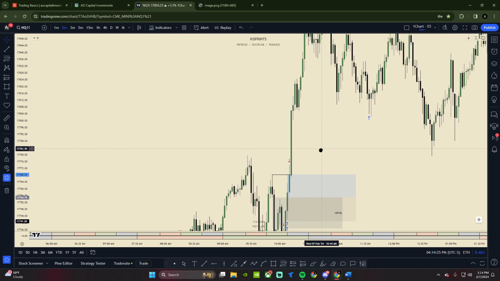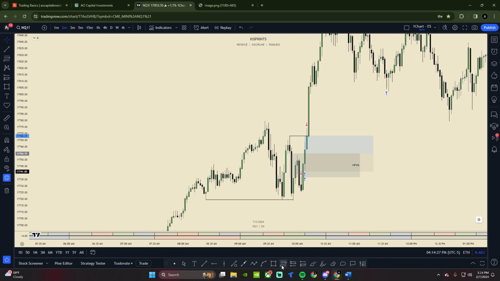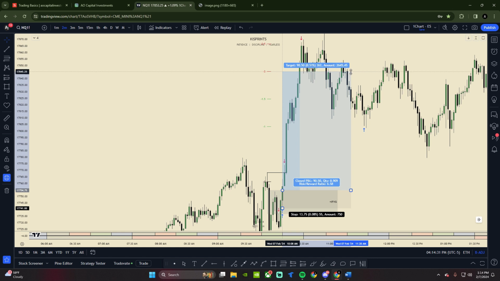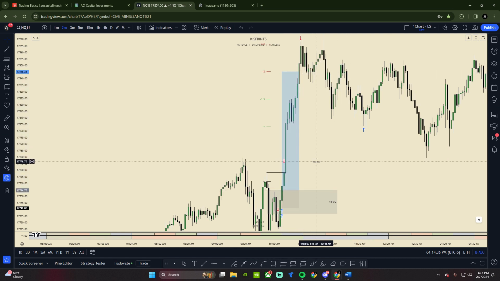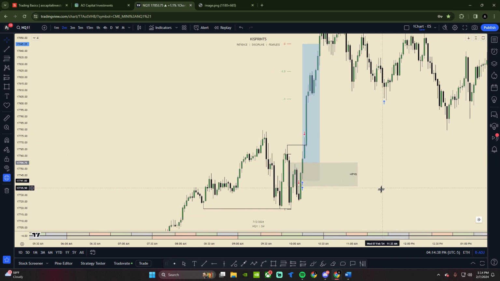In hindsight, bro, I could have just made a bag off of this and targeted the 2 to the 2.5, the 90-point play. But that's obviously in hindsight. What I like to do is, if you're going one contract, just target the low-hanging fruit, secure the bag, and call it a day.